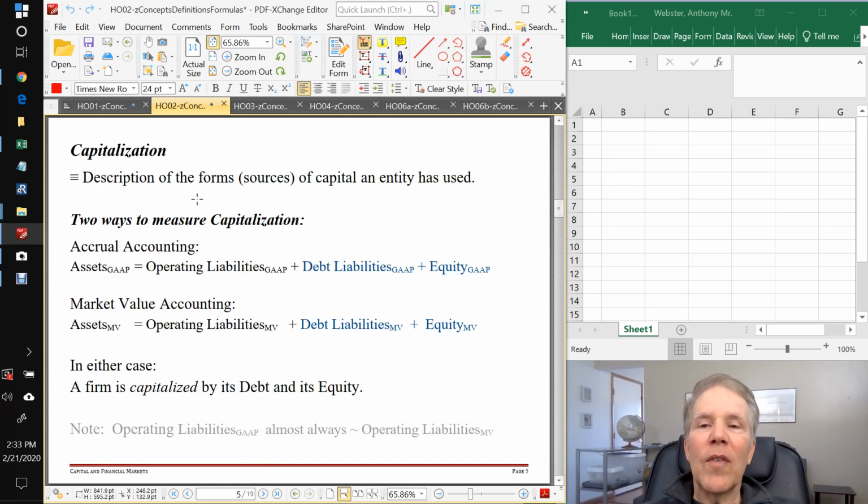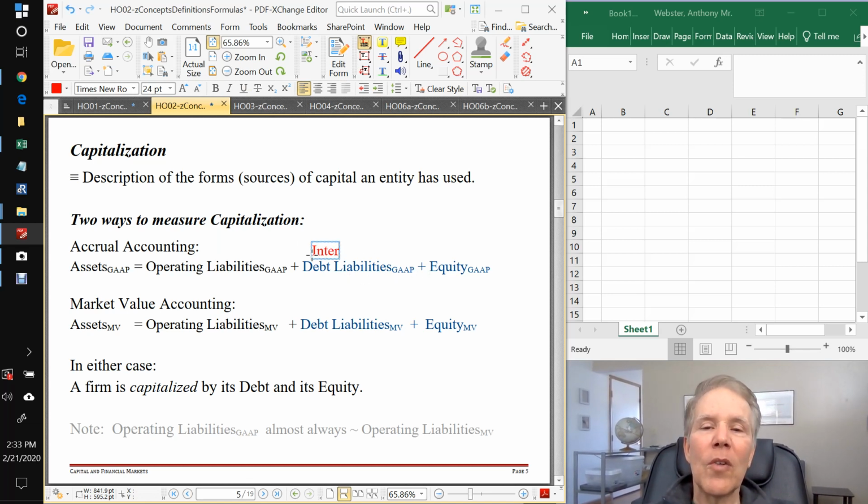Capitalization is our description of the forms of capital an entity has used, and we looked at 2 ways to think about this. This is the GAAP way, okay, where the things in blue again represent capitalization. Debt liabilities and equity. Debt liabilities are only our interest-bearing liabilities, okay? A bunch of people have been confused by that. So that does not include things like accounts payable. That's your operating day-to-day liability, okay?